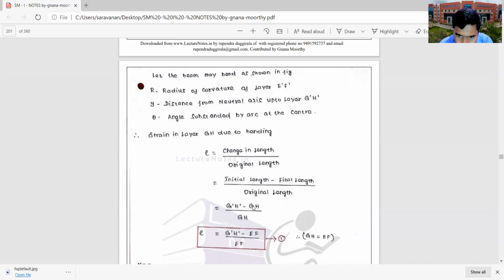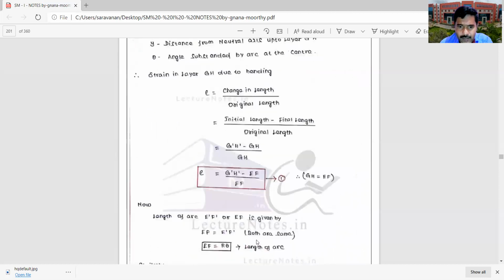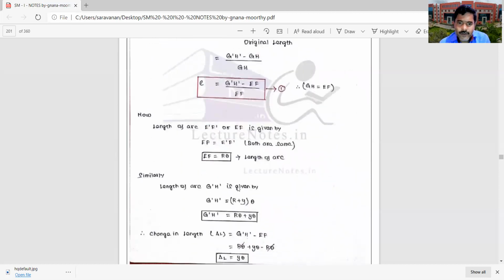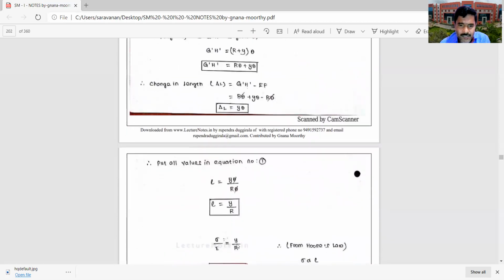So G dash H dash minus GH divided by the original length GH. GH is equal to EF, therefore G dash H dash minus EF divided by EF. This is the strain, right? The arc length EF will be equal to R theta, and G dash H dash will be equal to R plus Y into theta, that is R theta plus Y theta. If you substitute these values, you will get delta L as Y theta. So delta L by L, the original length EF, is Y theta by R theta. Theta will cancel. Therefore, strain E equals Y by R.